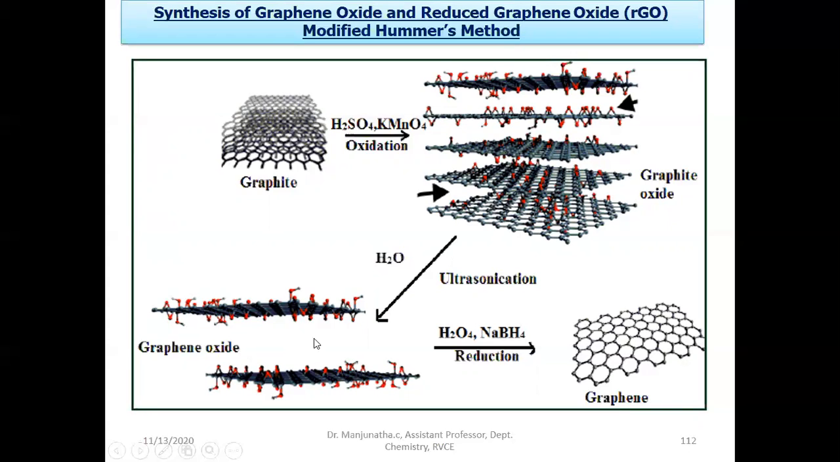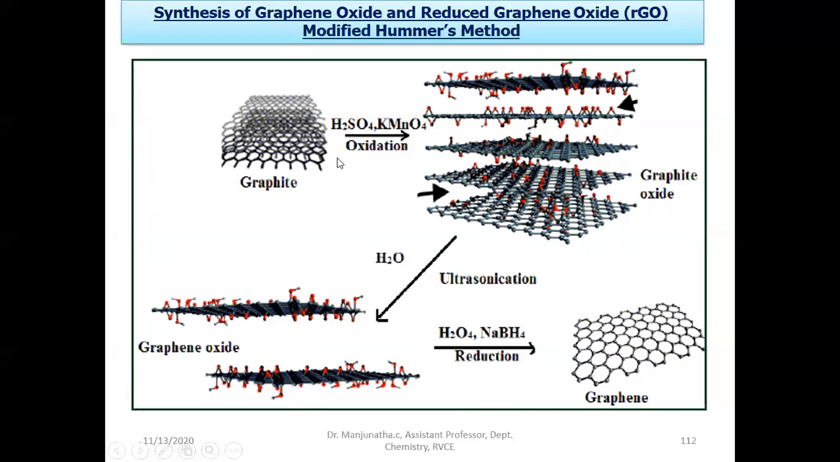The third step is after getting graphene oxide. We have to remove the oxygen which is present on the surface. So removal of oxygen is a reduction. For that, we are using sodium borohydride or hydrazine. Using the strong reducing agent, all the oxygen atoms are removed, and you will get a graphene sheet.